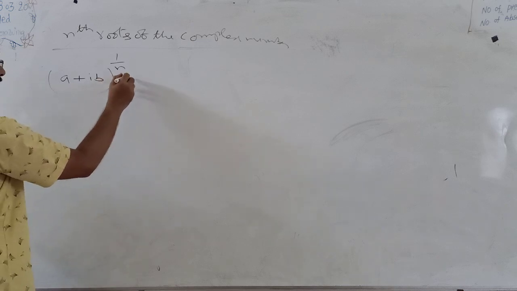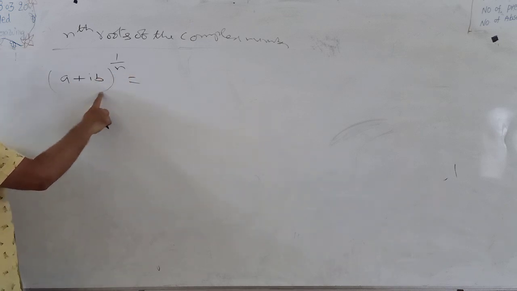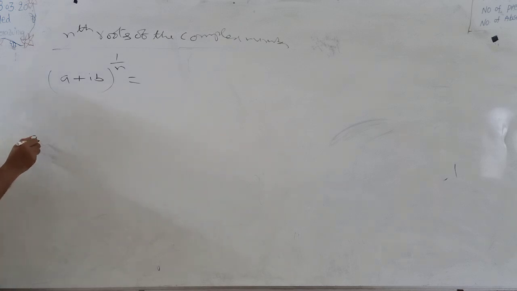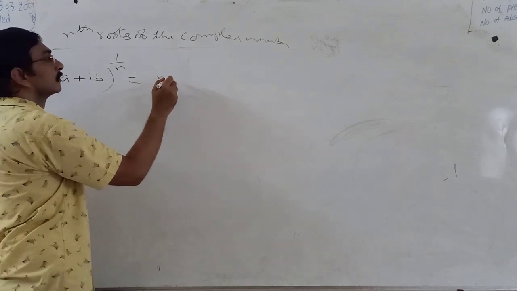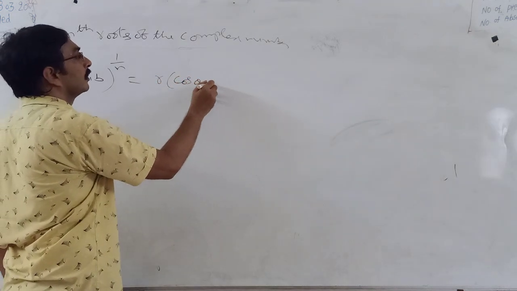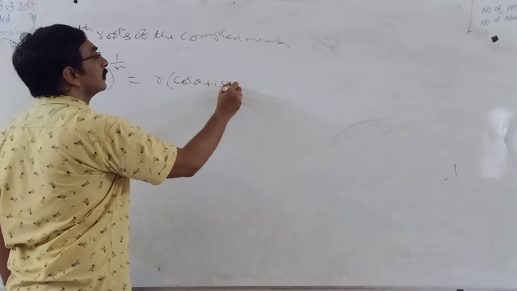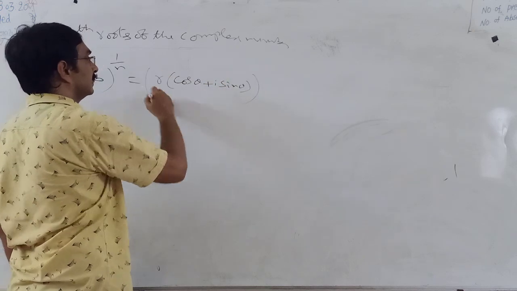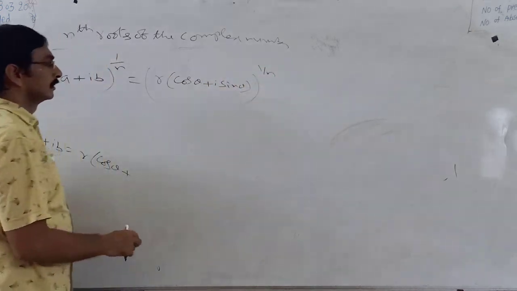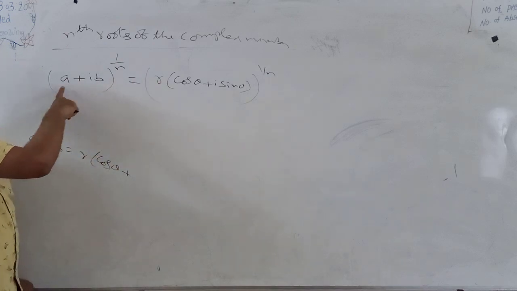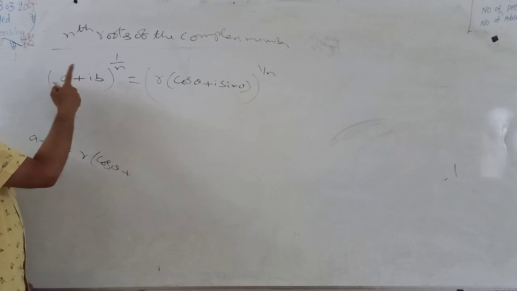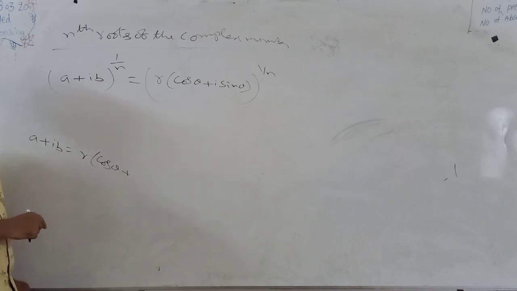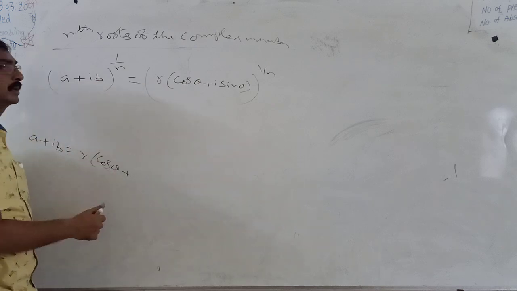Working rule: first write the polar form of that number. The polar form of the complex number is r into cos theta plus i sin theta. The formula for r is root of a square plus b square. Theta is the argument of z, with formula tan inverse of b by a. Thus first write the polar form of the complex number.